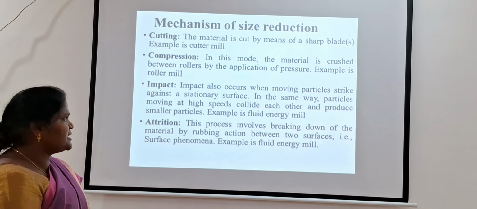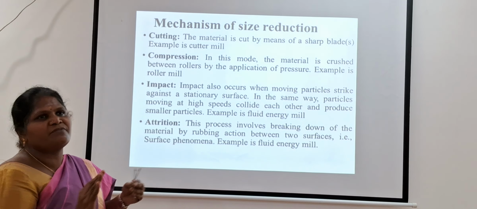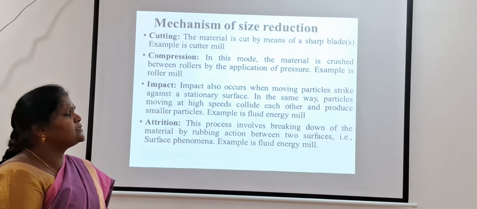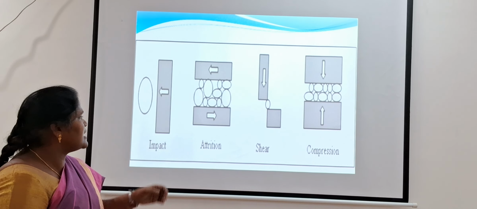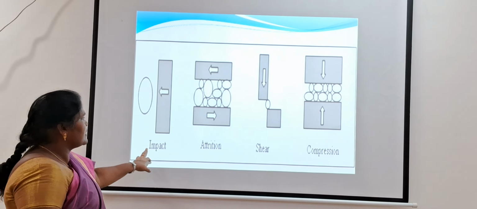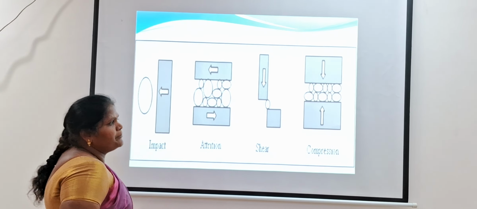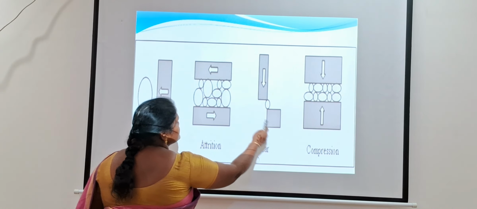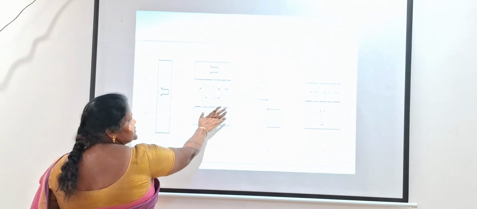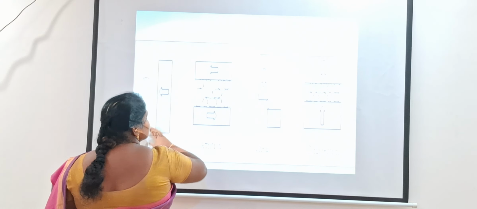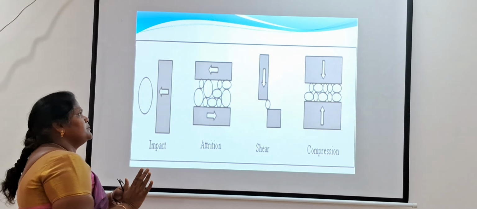The fourth one is attrition. Attrition means a rubbing action between surfaces. Between two surfaces, the rubbing action reduces the size of the particle. This is an impact mechanism. This one is attrition. This one is shear, and this one is compression, between the two rollers. This is a rubbing action, in opposite directions, one roller against another roller.